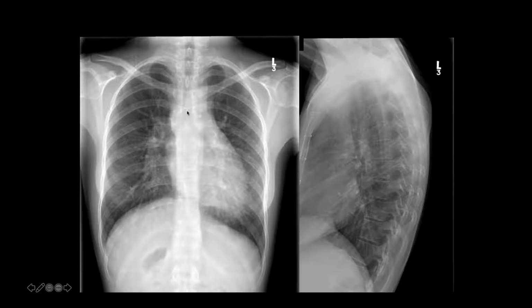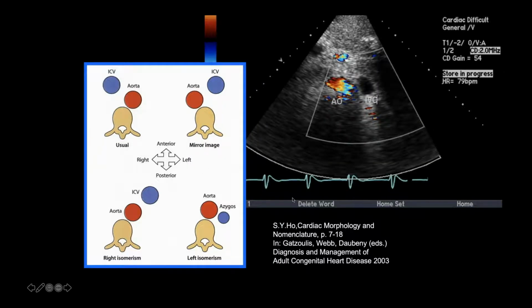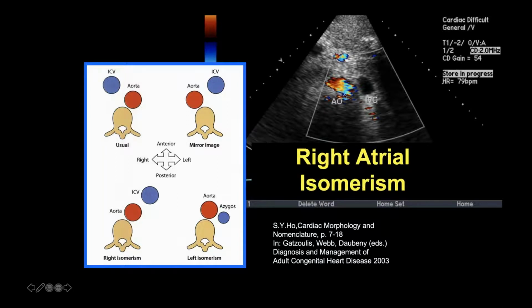And what you see here, a very symmetric bifurcation of the trachea. And if you see a very symmetric bifurcation of the trachea, this is very, very suspicious of isomerism. This is patient with left isomerism. So in this patient, you have a liver here, that's the spine, and here is the aorta and the IVC. And the IVC and the aorta are on the same side of the spine, here on the left side. This is a patient with right atrial isomerism, actually this setting here.